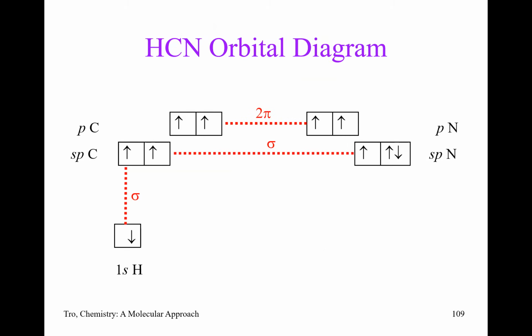And this is what it looks like. So HCN: the carbon is sp, the nitrogen's sp. The lone pairs have to go in the hybridized orbitals. The one sigma goes between the carbon and the nitrogen. So the two sets of p orbitals on both carbon and nitrogen make two separate pi bonds. And then that last sp hybridized orbital makes a sigma, or a single bond, to the hydrogen.